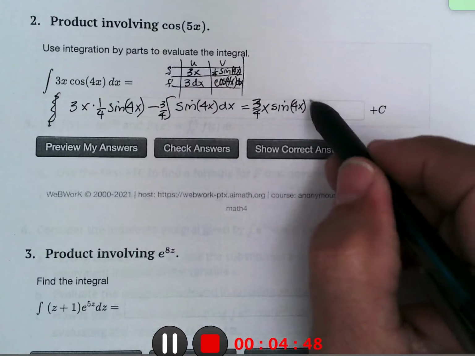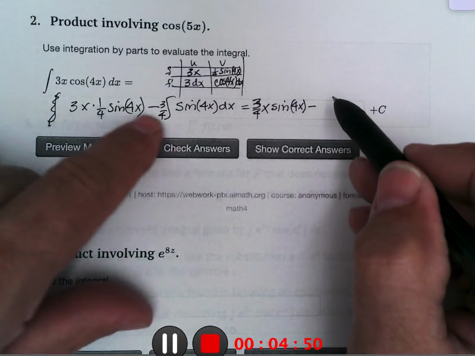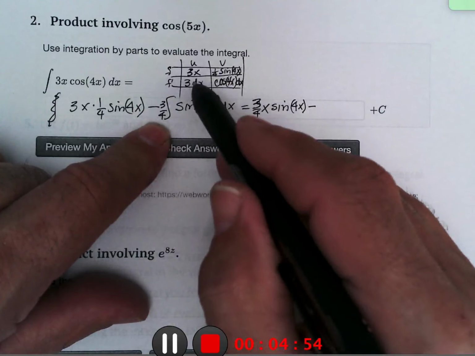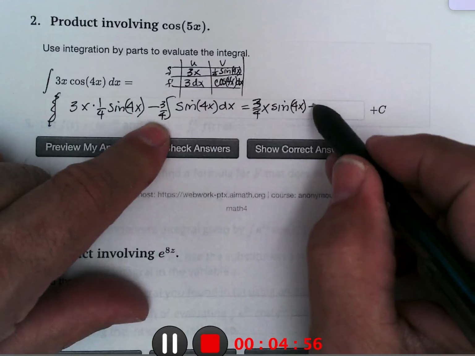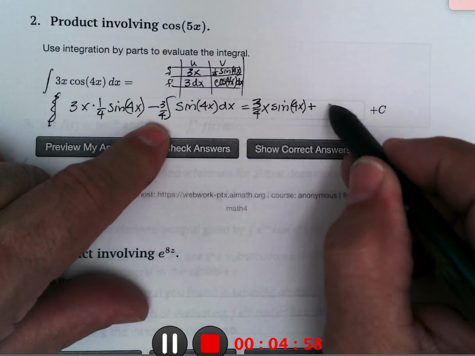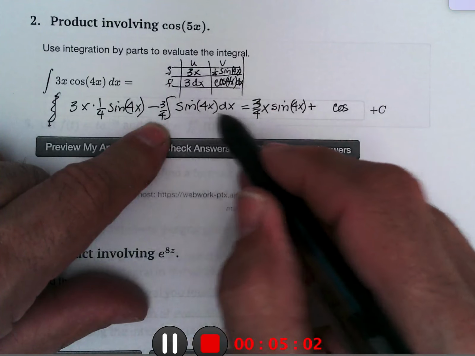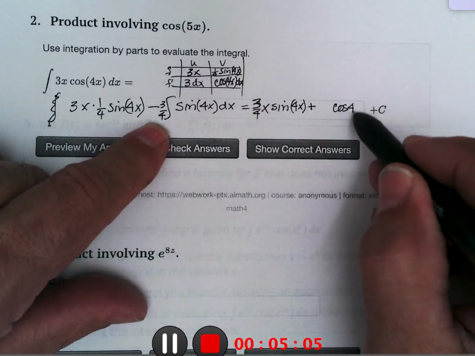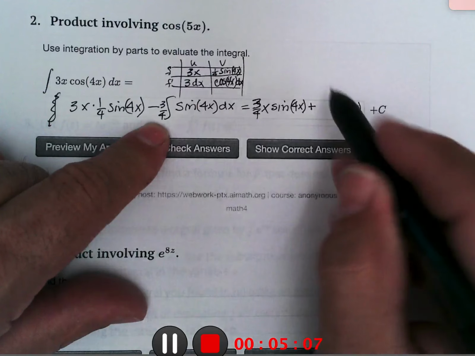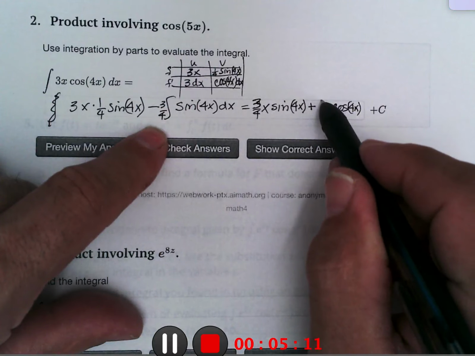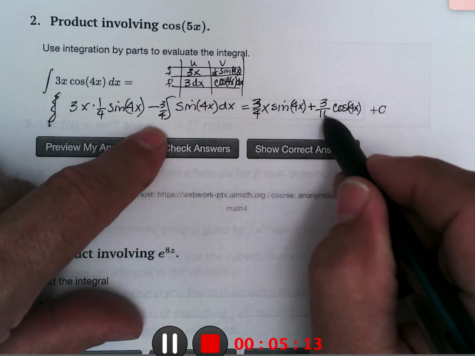minus, we got 3/4, but to integrate sine, we're going to get negative cosine, which will make that be plus cosine of 4x, but the derivative would produce an extra 4, so we have to have a fourth times the 3/4, so it's 3/16 plus c.